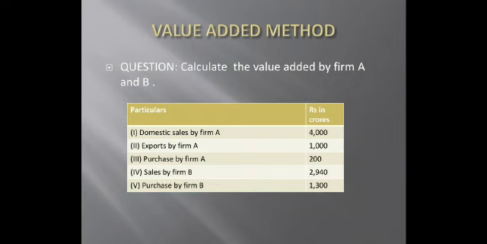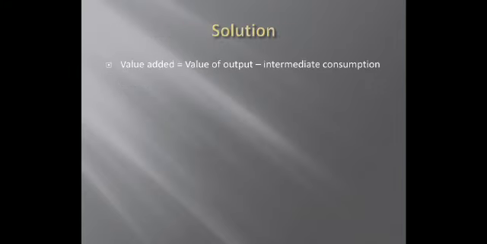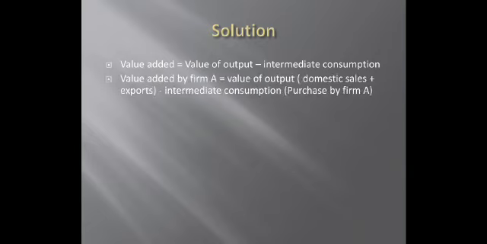Now let us calculate. Here is the solution. Students, we know that value added equals value of output minus intermediate consumption. First we calculate value added by firm A. Value of output equals domestic sales plus exports, because in the question sales and exports are given. Intermediate consumption is the purchase by firm A. Now let us put the values.